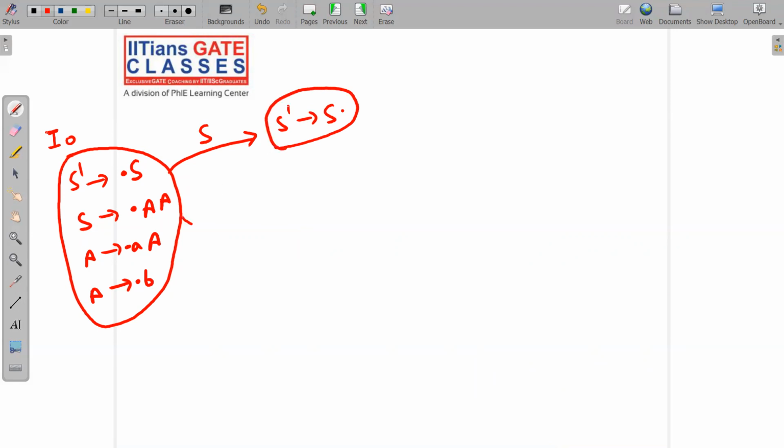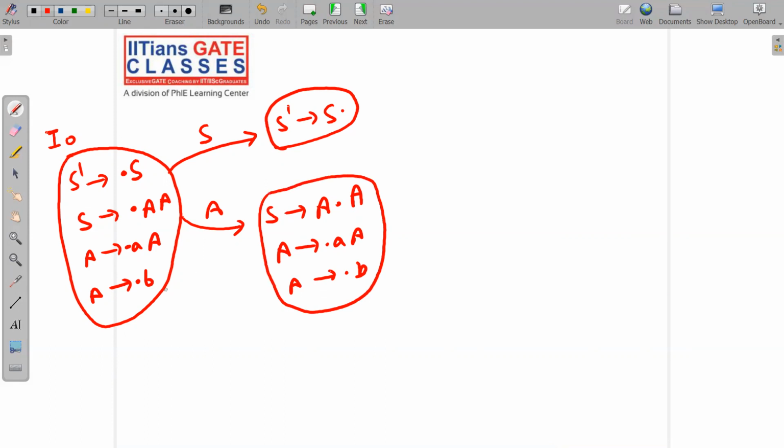Next is capital A. I can read this capital A, so I will push the dot one position to the right: S implies A dot A. The dot means we are going to read this A. Once you have read capital A, the dot shifts one position to the right. Now, is it a complete canonical collection? No, because the dot is present in the beginning of A. So I will add all the A productions with dot in the beginning: A implies dot AA, A implies dot B. That's it, this is my canonical collection.